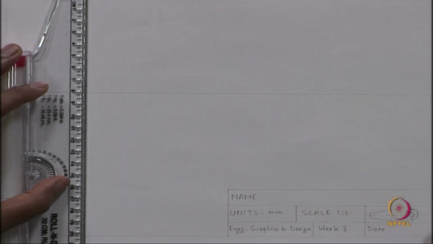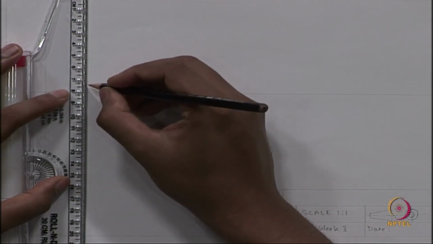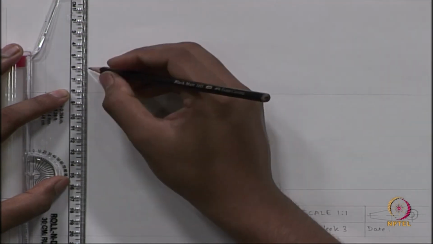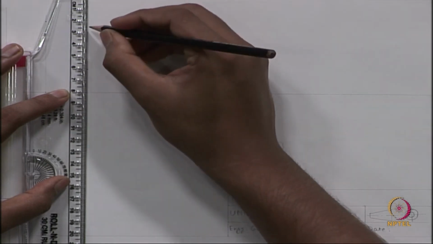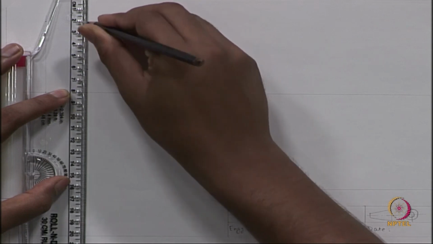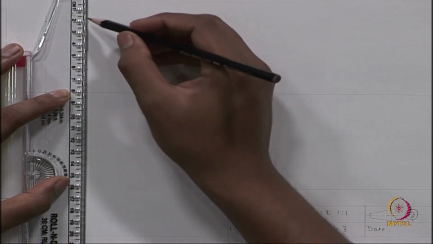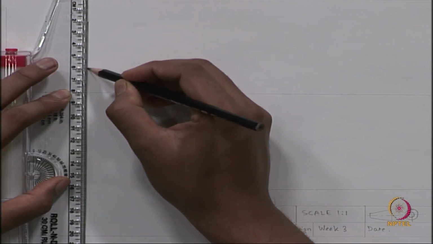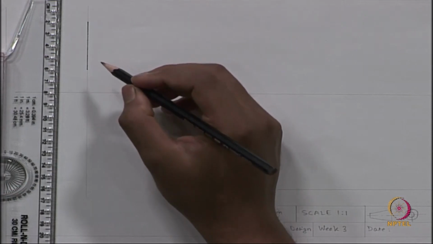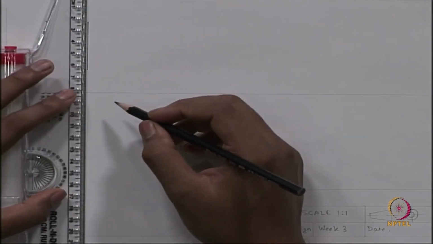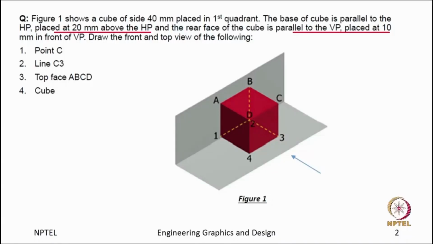First, let us draw a construction line, then mark the point. Point 3 is 20 mm above the horizontal plane, and point C is 20 plus 40, 60 mm above the horizontal plane or the reference line here. And we will join these 2 points, and by joining these 2 points we will get the front view of the line C3.